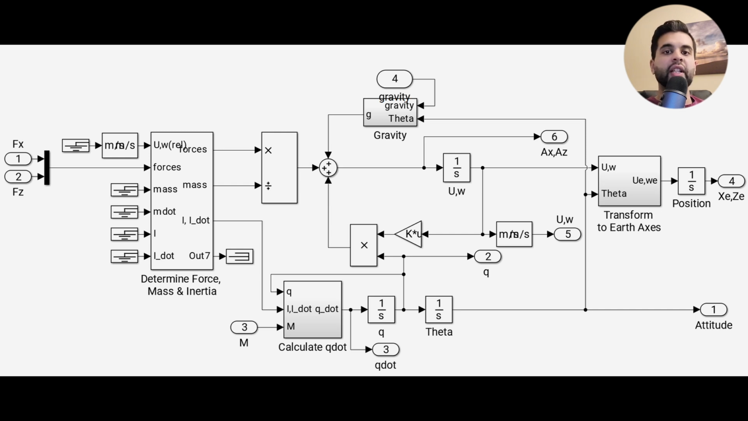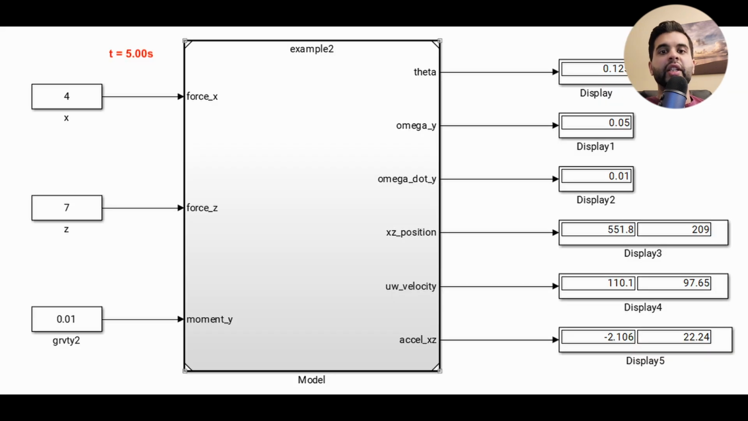When you have the velocity in the inertial frame, you can then integrate that to get the x and z location. For my test bed, I have these inputs here. I've actually not used gravity because that's a constant. My forces are 4 and 7 in the x and z respectively, and the moment is 0.01. And let's look at the outputs after 5 seconds. They can be seen on the display here on the right. Now let's build what we have and compare the values one more time.